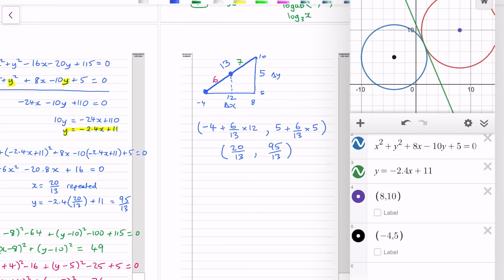So quite a neat approach if you look at it graphically first, but in an exam it's a little bit harder to do that, I guess.